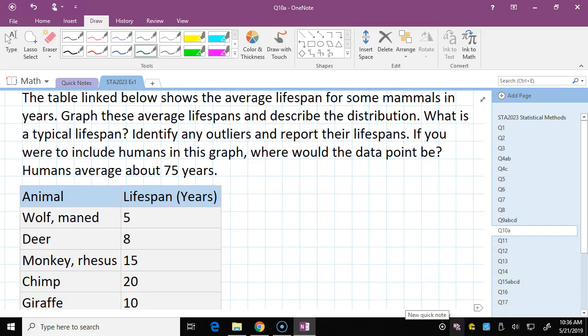So it says the table linked below shows the average lifespan for some mammals in years. Graph these average lifespans and describe the distribution. What is a typical lifespan? Identify any outliers and report their lifespans. If you were to include humans in this graph, where would the data point be? Humans average about 75 years. All right, so lots of questions there.